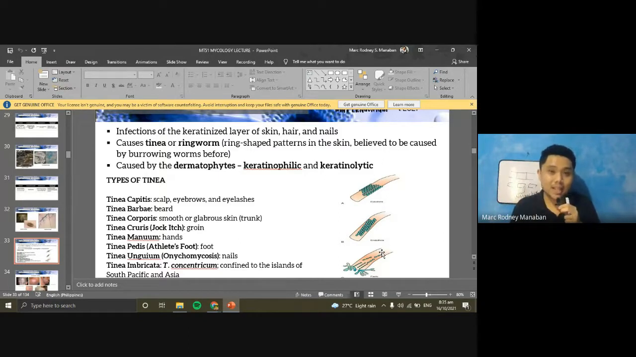Now there are different types of tinia depending on the area sa body niyang ginakos. Number one is tinia capitis, of course, sa imuhang scalp, sa head, eyebrows, and eyelashes. Tinia barbae sa beard, sa mga men. Tinia corporis sa trunk of the body. Tinia crudis or jock itch, groin, sa imuhang Tagalog, this is hadhad, okay? Or in Bisaya kay, kalimut ko sa ngalan, basta hadhad sa Tagalog.